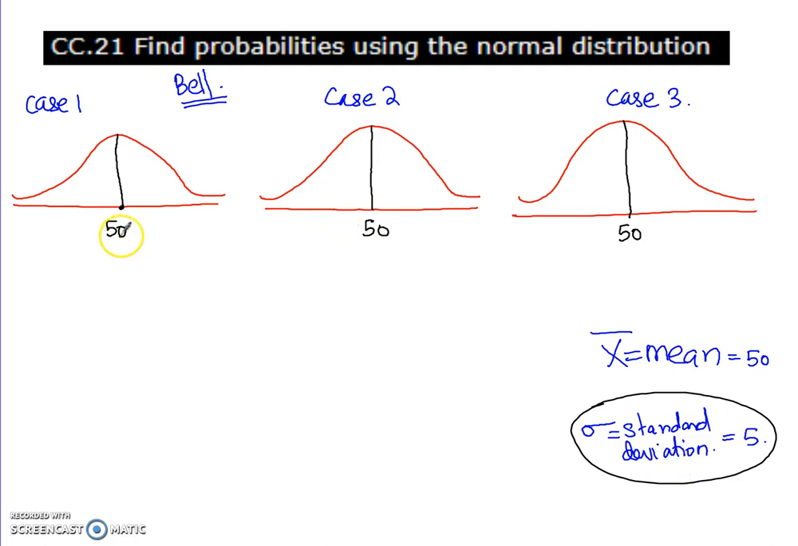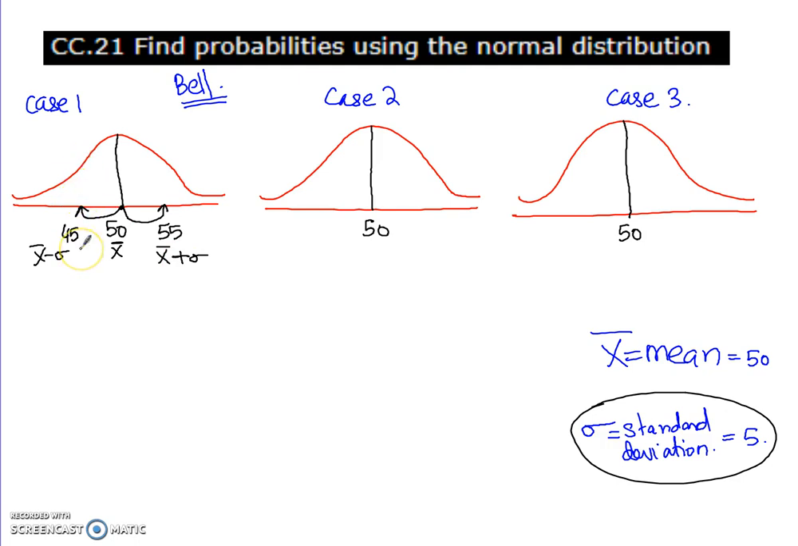So if I take 5 and do minus 5, I get 45. If I do plus 5, I get 55. So here, this is your x bar, this is your mean. This is your mean minus 1 times, or mean plus 1 times, the standard deviation. So I added and subtracted the standard deviation once on both sides of the mean.